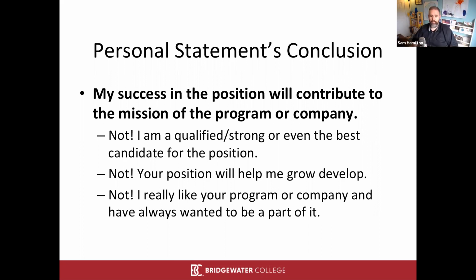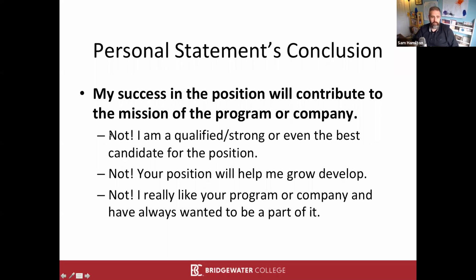Similarly, you may like the program or the company that you want to apply to. That's awesome. But what does that do for the program that you like them, right? It doesn't do much. Again, it needs to be framed in this way: if you help me, I help you. And when you help me, I help you. That's sort of the framing of the claim.